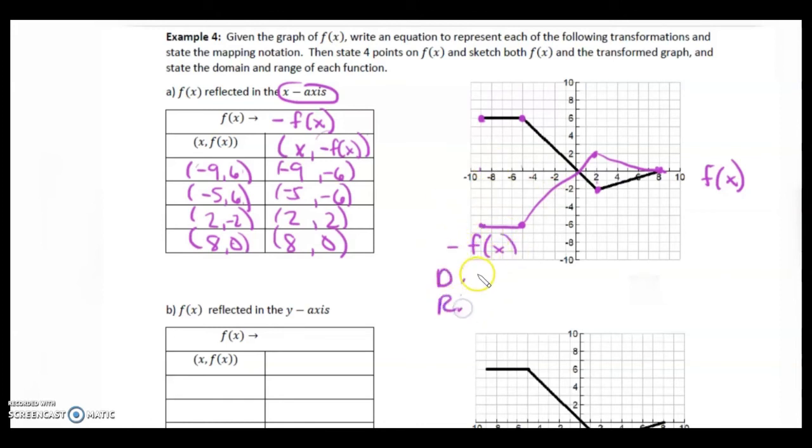Now, domain and range. This is continuous, so we start with x is an element of the real number system and y is an element of the real number system. We know that our x goes from -9 all the way to 8, so -9 ≤ x ≤ 8. And our y value goes from -6 all the way up to 2.